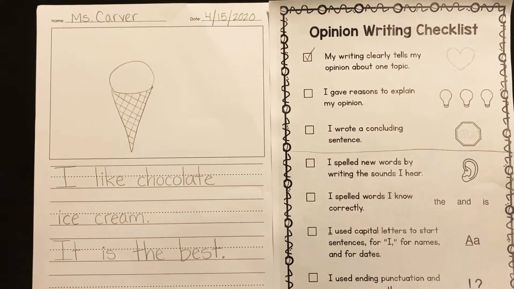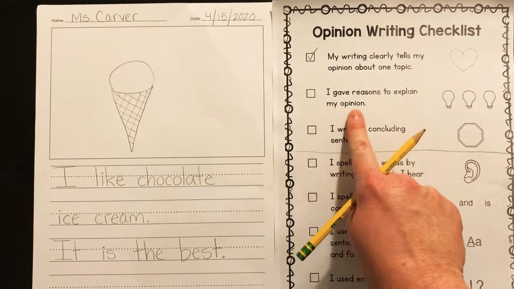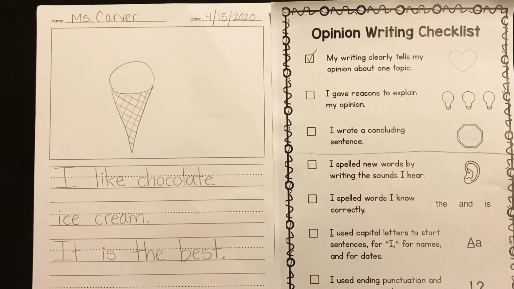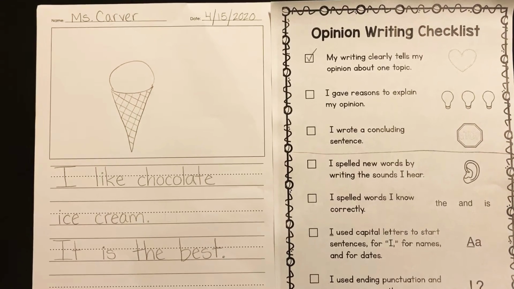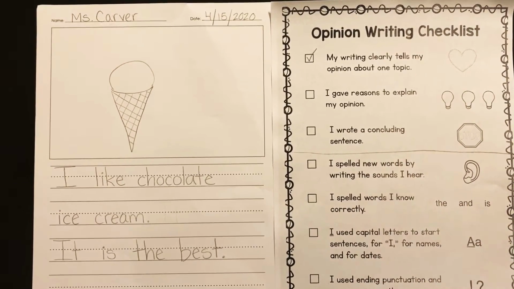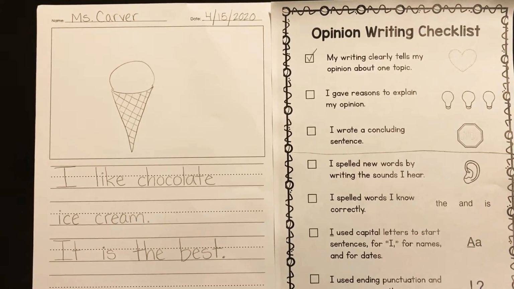Okay. And then the next thing says that I should give reasons to explain my opinion. Did I give any reasons about why it's the best? Or why I like it? No, I just said I liked it. It's the best. And then a concluding sentence. So something to kind of bring it all together, to really inspire my reader to go out and do what I want them to do or believe in what I want them to believe.